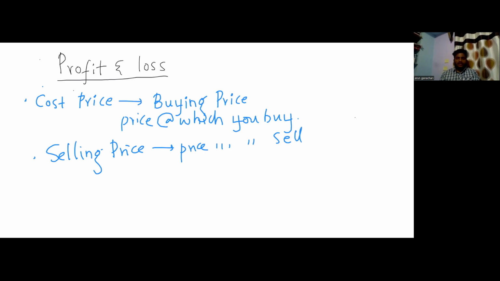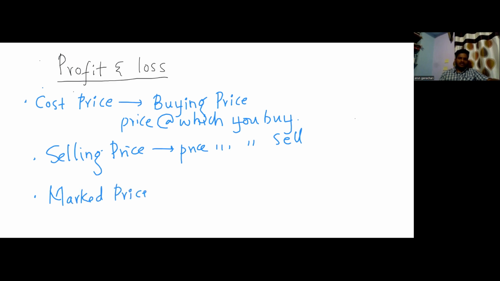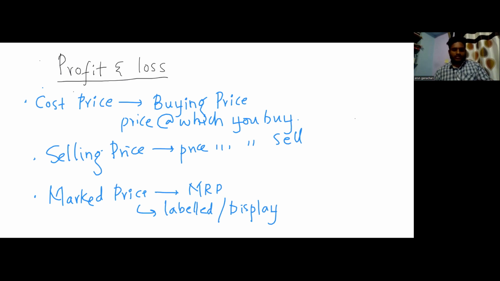And then apart from these two, we have one more notation, that is marked price. This is very different from cost price and selling price. Marked price is your MRP, matlab whatever is being displayed or labeled. It is also called display price. It is also called labeled price. So whatever is displayed or labeled, that is called marked price. Understanding this? So these are the things you should know.